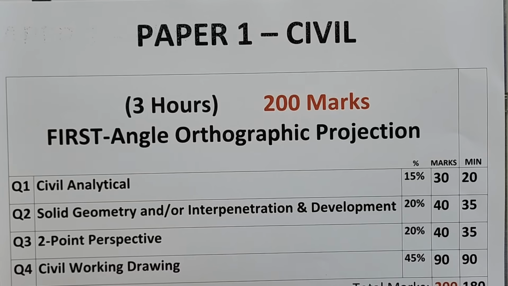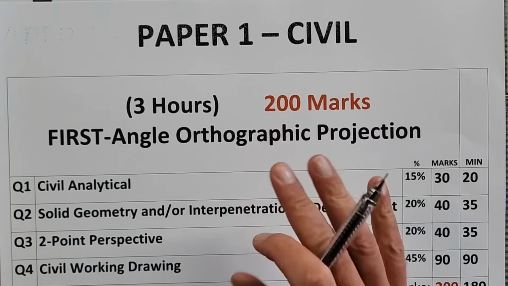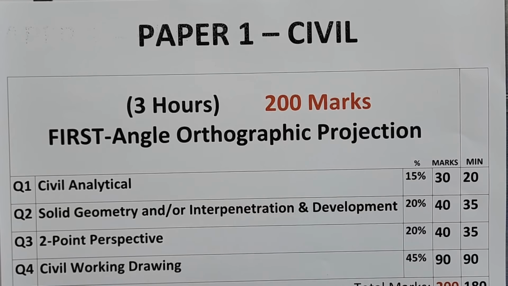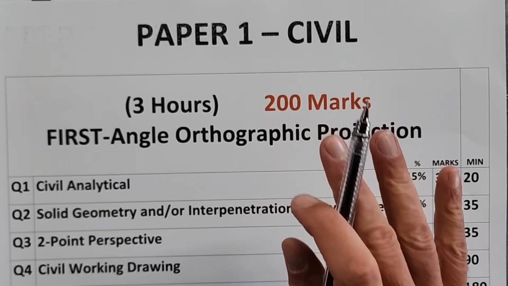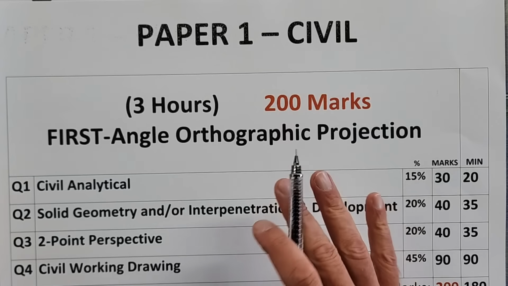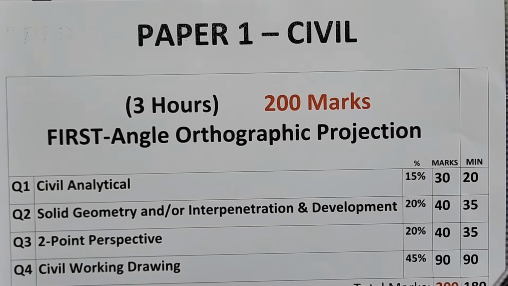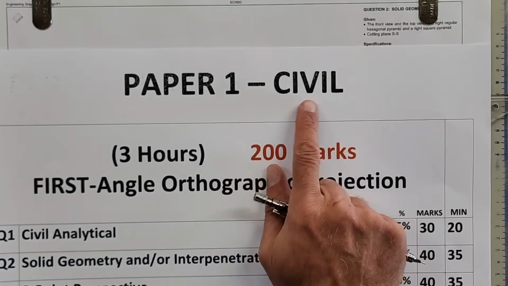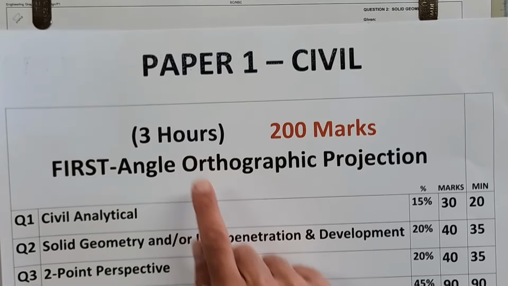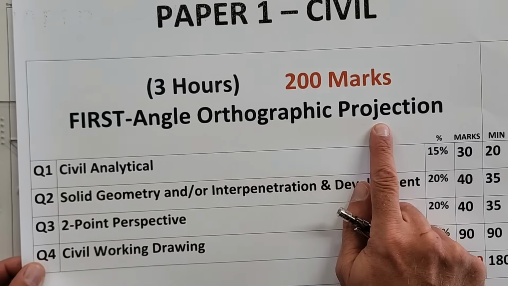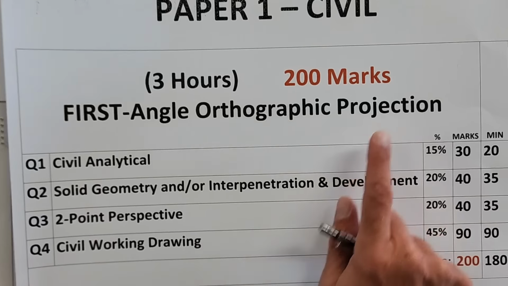Okay, grade 12s. I did a bigger discussion on this in the video that's currently on my homepage, where I talk in depth about paper 1 and paper 2 and what you can expect. But I'm going to remind you, because paper 1 is the first one up for you. It's going to be a civil paper, 200 marks, 3 hours. All drawings in this paper are going to be first angle orthographic projection.